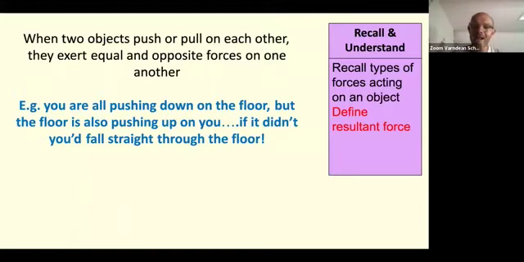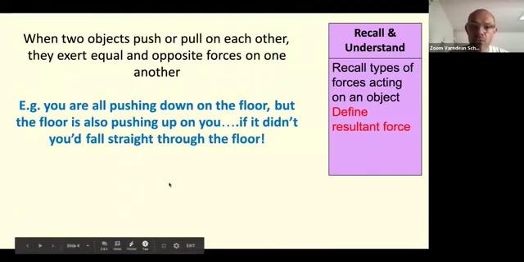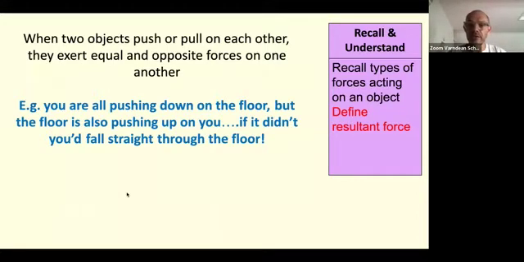And to hold you up, it has to be pushing back just as hard as gravity is pulling you down, because otherwise you would go straight through it. If it wasn't holding you up, you would just go down. So there is definitely a force holding you up right now. And we have to decide whether these two forces are going to make something happen or not.